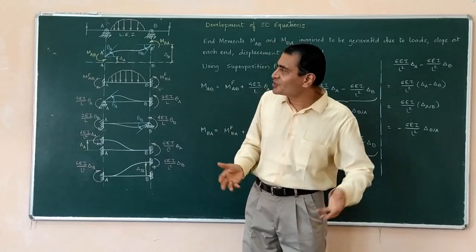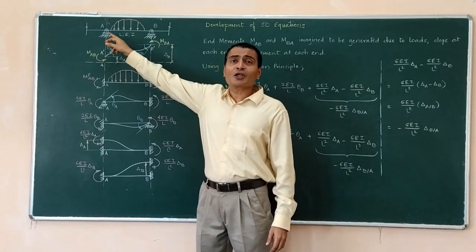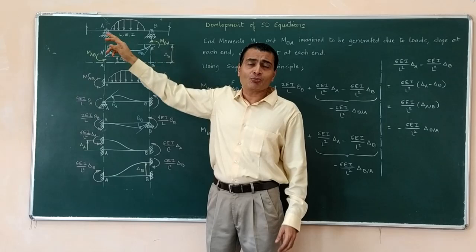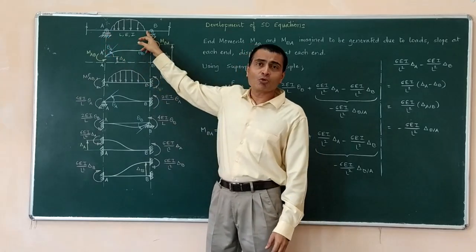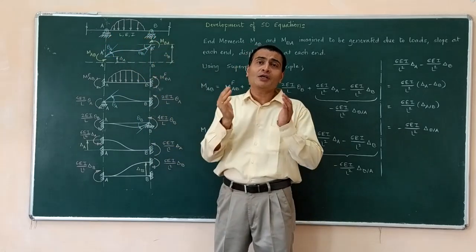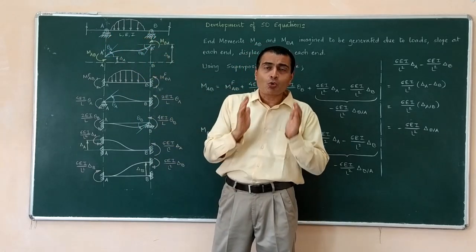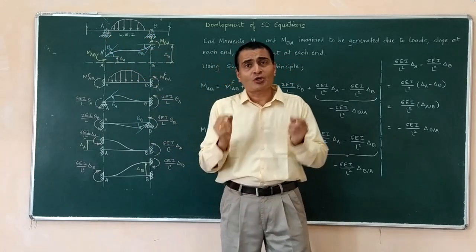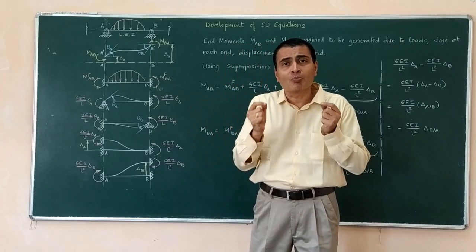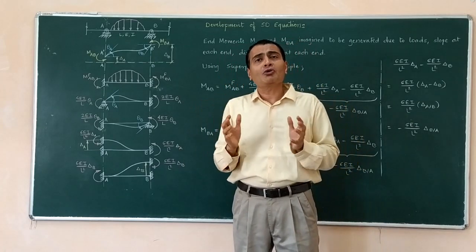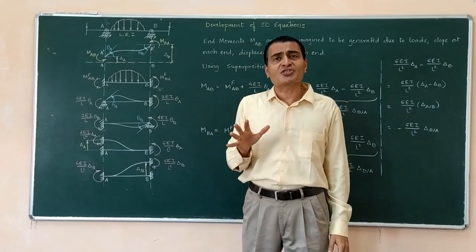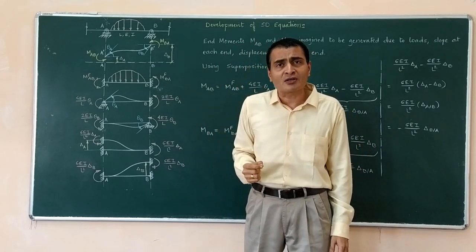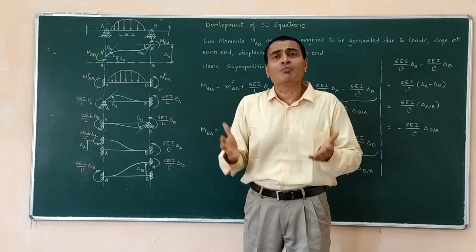What are the end moments? There will be some internal moment at joint A, we call it M of AB. There will be some internal moment at joint B, we call it M of BA. Now what could be the cause for the generation of this internal moment? So overall we observe that there are in general 5 contributing factors for generation of these end moments.